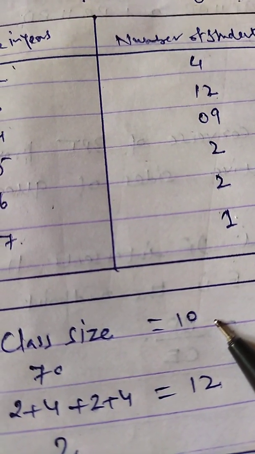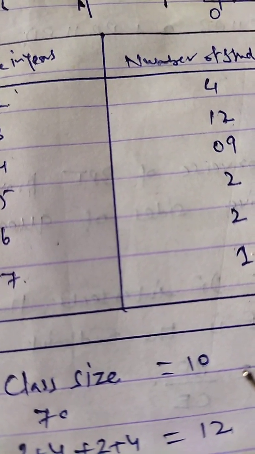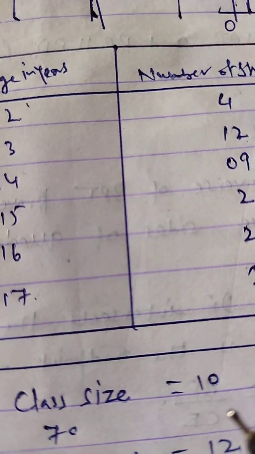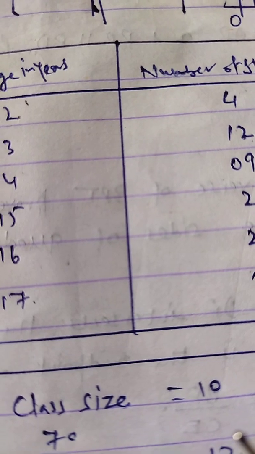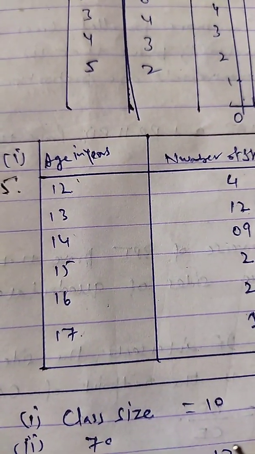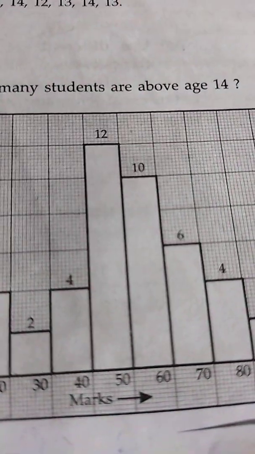What is the lower limit of 70 to 80? That already I have explained. If class interval is 70 to 80, 70 is the lower limit and 80 is the upper limit. If passing marks are 40, what is the number of failures? Now you can see the frequencies over there. Pass marks is given 40.